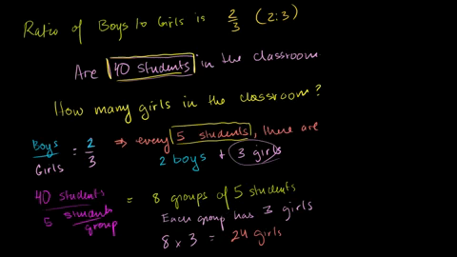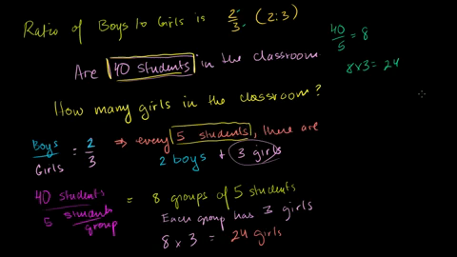And if you want to think of a fast way to do it, and it would be identical, you'd say, look, 2 plus 3 is 5. So for every 5 students, 2 boys, 3 girls. How many groups are there? You say 40 divided by 5 is equal to 8 groups. Every group has 3 girls, so you do 8 times 3 is equal to 24 girls.